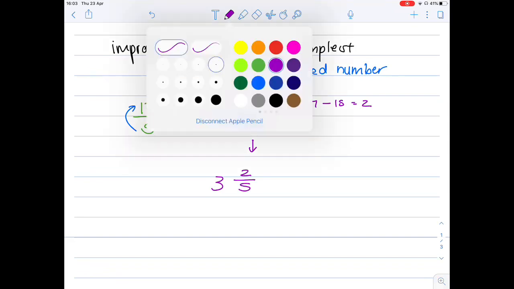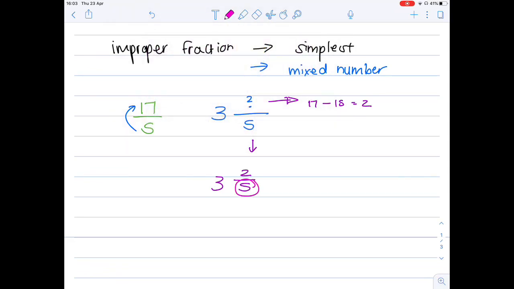A small error that a lot of learners make with the denominator is they change it. Sometimes they write over 15 or it just gets lost in translation. Remember, your denominator that you started with has to be the same one that you end with. So that's most important with improper fractions.